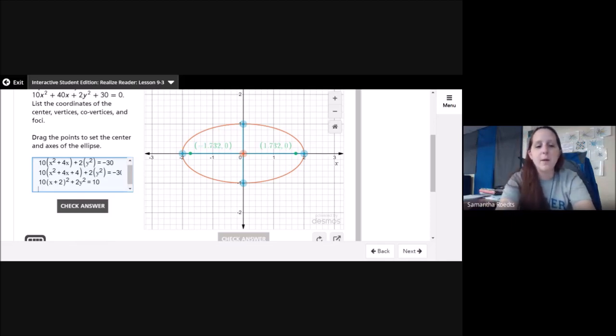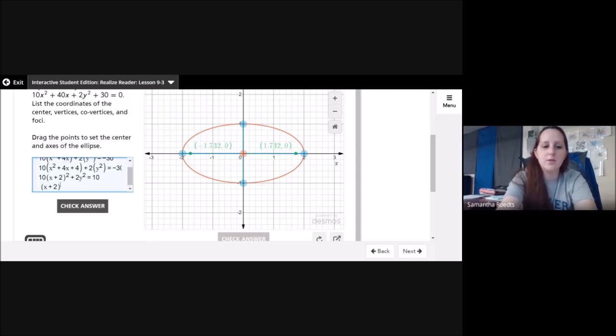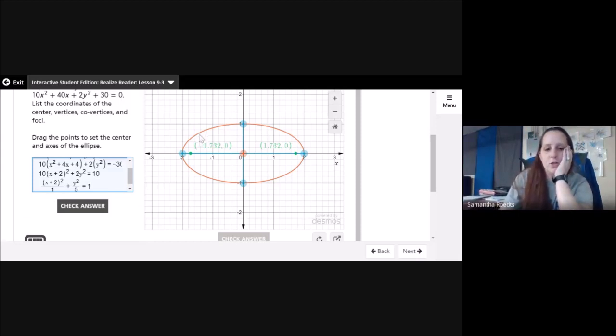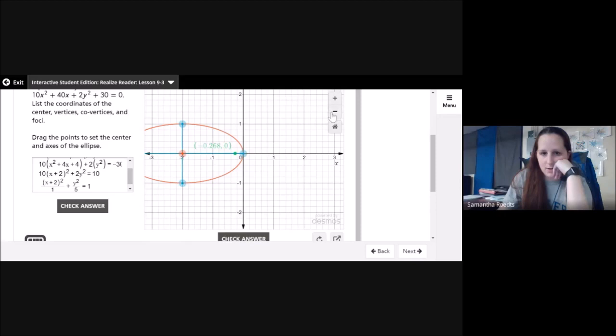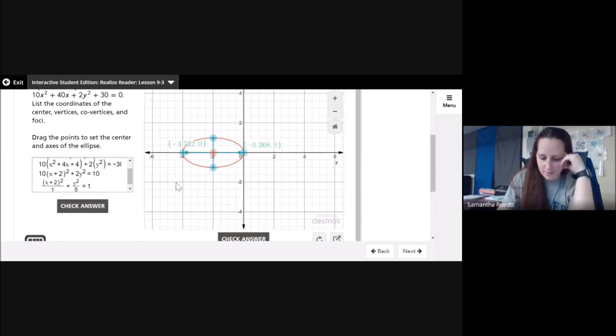I divide both sides by 10, so I get (x + 2) squared over 1 plus y squared over 5 equals 1. Okay, so that tells me that I'm moving 2 units to the left. So move 2 to the left, so negative 2.